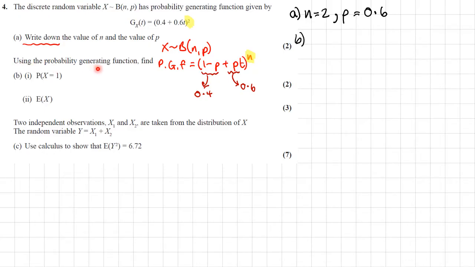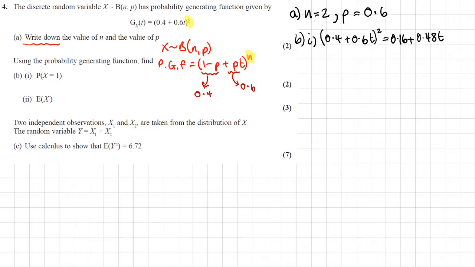Using the probability generating function, find, and the first part of part B is the probability that x is equal to 1. Now to do that, we need to find the coefficient of the t to the power 1 term, and to do that we need to expand the brackets. So we've got 0.4 plus 0.6t all squared. So if you expand the brackets, you get 0.4 times 0.4, which is 0.16, plus, then we'll get 0.4 times 0.6t, that's 0.24t, that's going to happen twice, so that'll be 0.48t.